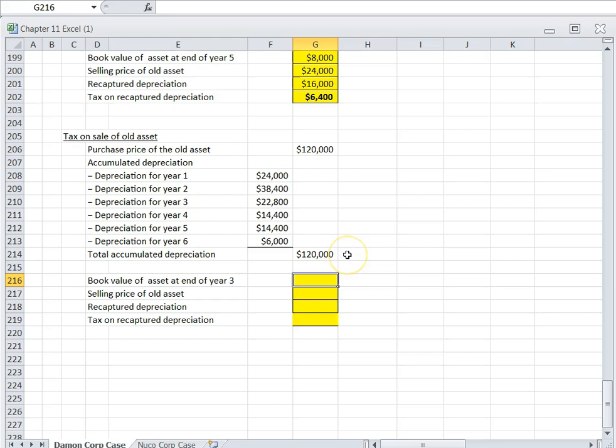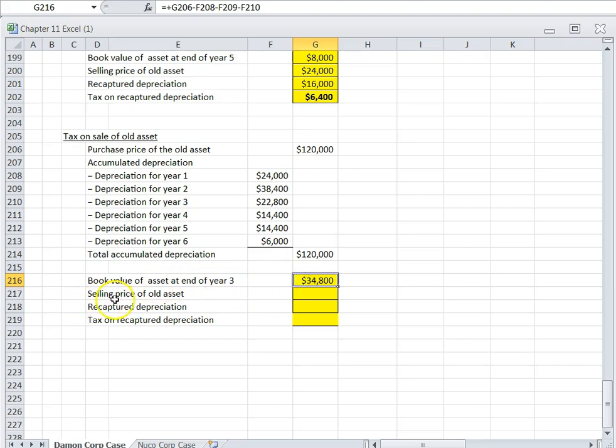Because remember, we're doing this in the third year of the life of the asset. So what we have to do here is, even though I have all the depreciation for all the years, this hasn't been fully depreciated. So book value of the asset at the end of year 3. So we would take the value of the purchase price, and we would minus year 1, year 2, year 3, and then this would be the book value of the asset at the end of year 3.